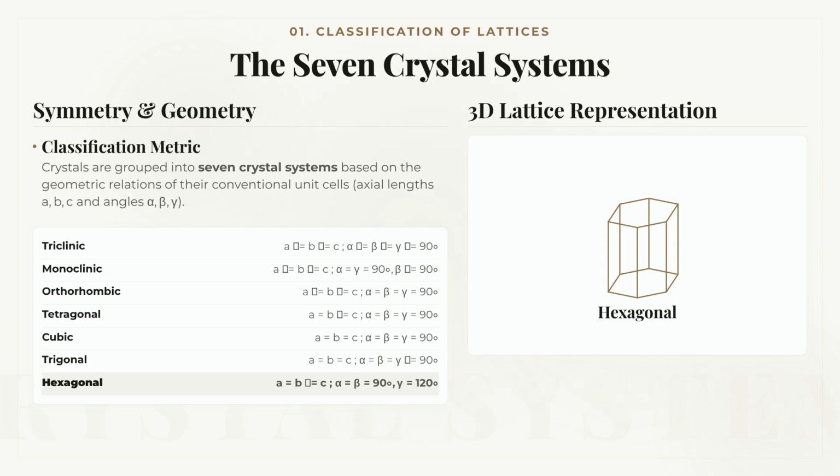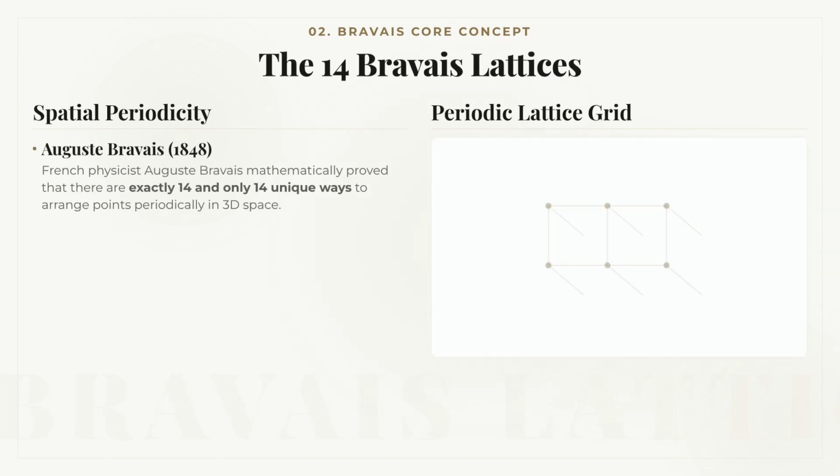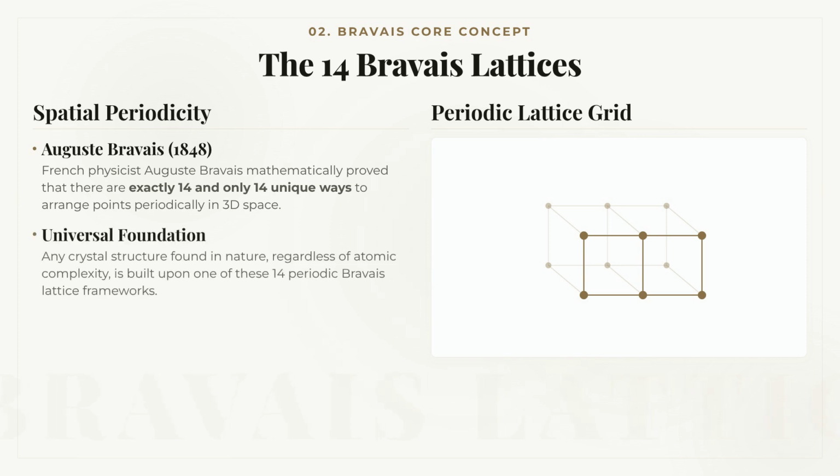Now let us discuss Bravais lattices. The concept of Bravais lattices was introduced by the French physicist Auguste Bravais. He proved that there are exactly 14 distinct ways in which points can be arranged periodically in 3-dimensional space. These arrangements are known as the 14 Bravais lattices. Every crystal structure in nature, no matter how simple or complex, is based on one of these 14 lattices.